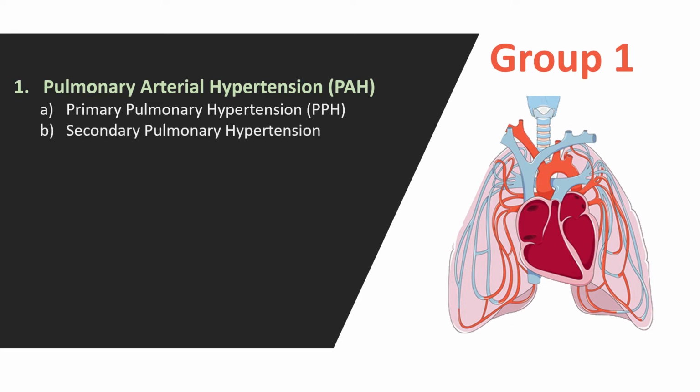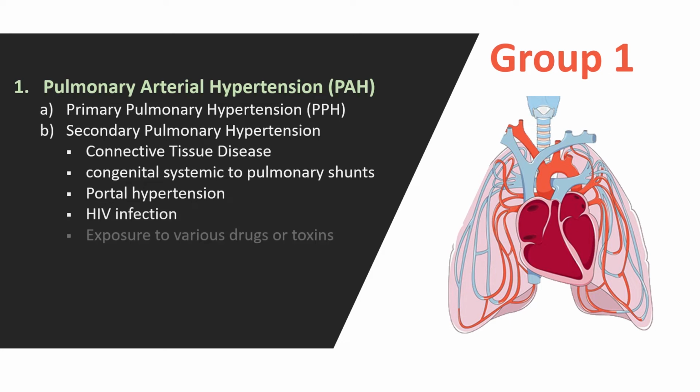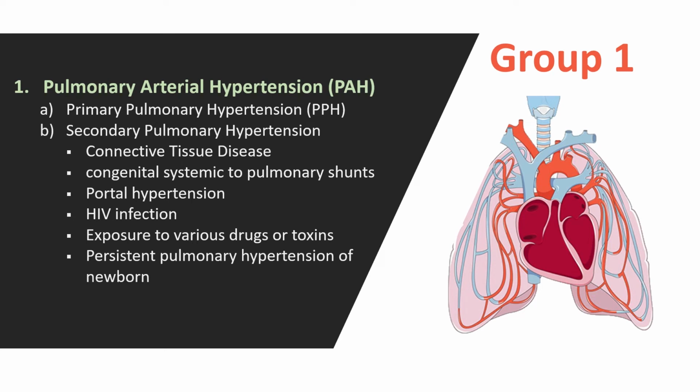Then there is a subcategory in pulmonary arterial hypertension secondary to some systemic diseases, for example, connective tissue diseases like limited cutaneous systemic sclerosis, congenital systemic to pulmonary shunts, portal hypertension, HIV infection, exposure to various drugs or toxins, and persistent pulmonary hypertension of the newborn.